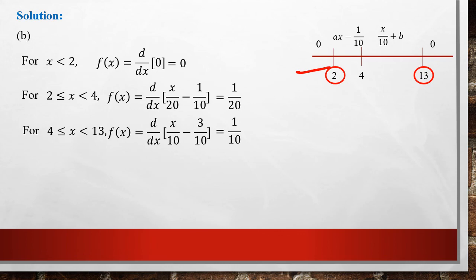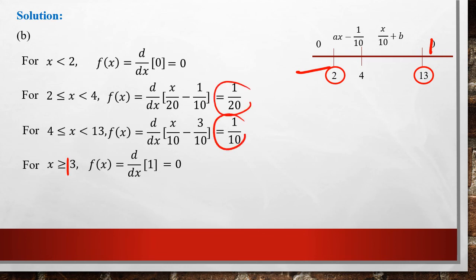And lastly, to get the PDF for x more than 13, this is 13. Okay, so the f(x) will be the differentiate of function 1. So here it should be 1. So differentiate 1, we get 0. So we only have two defined functions at interval 2 to 4 and 4 to 13. Other than that, it will be 0. So we can put otherwise 0.